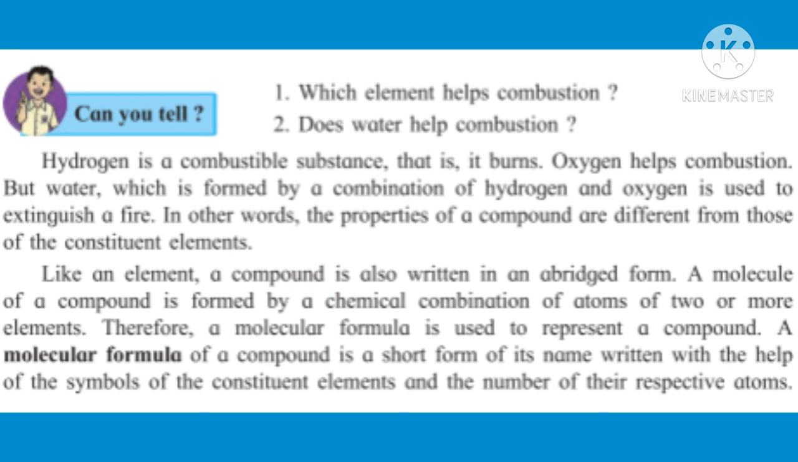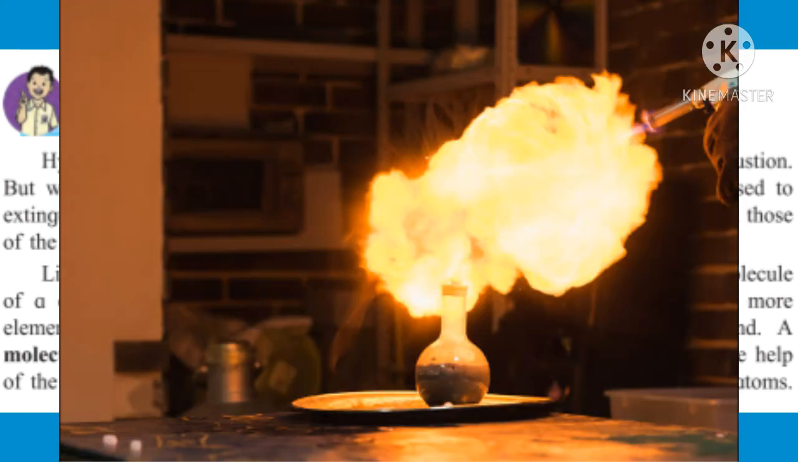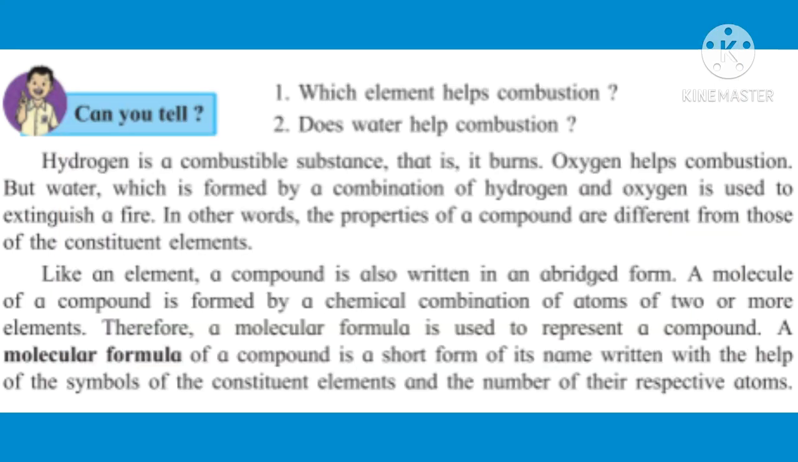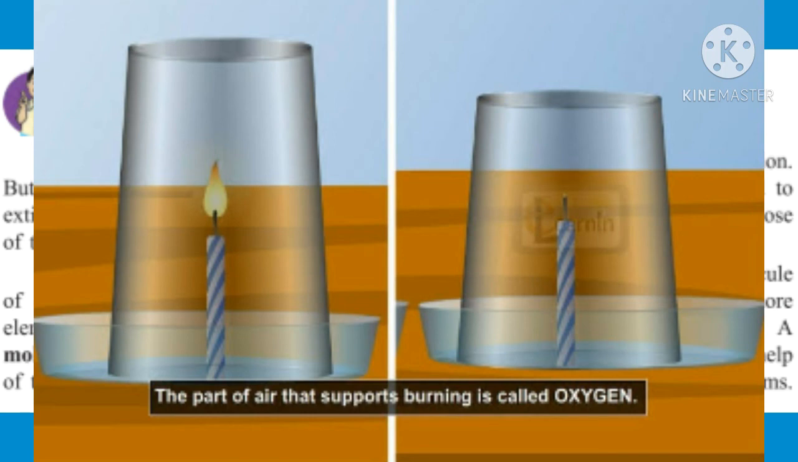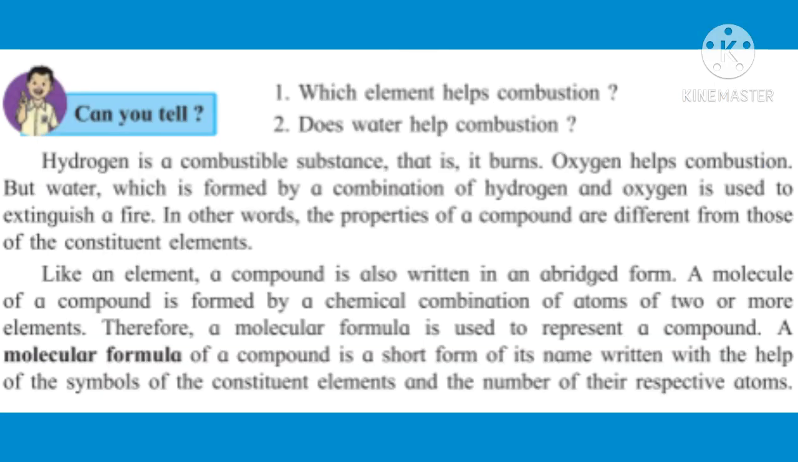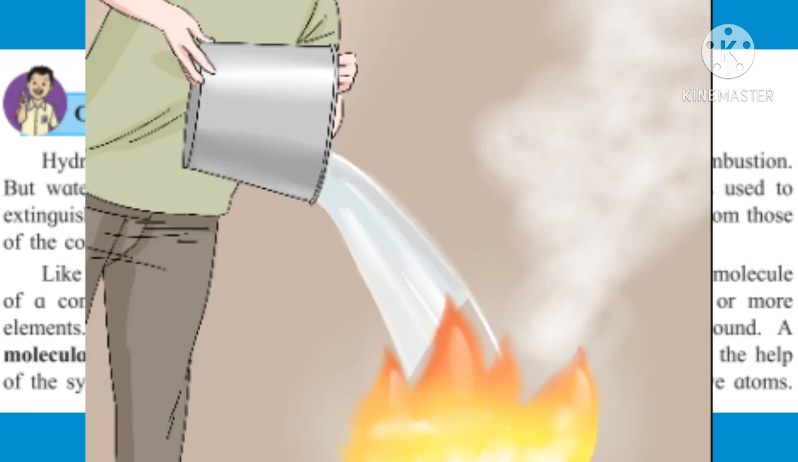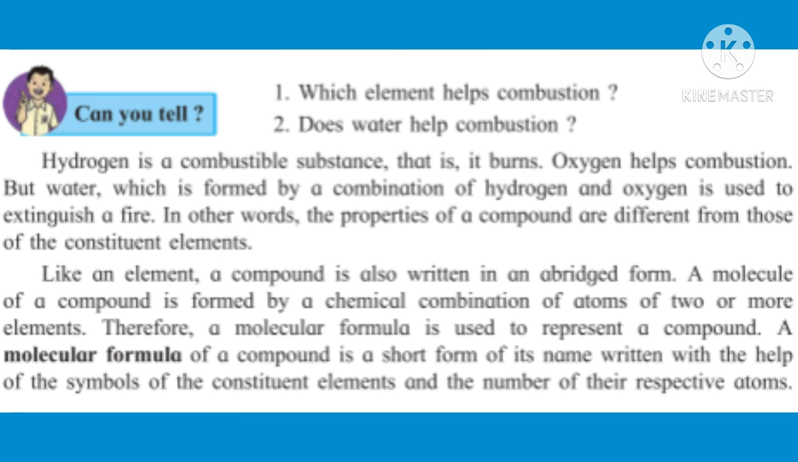Can you tell which element helps combustion? Combustion means burning. Oxygen. Yes, oxygen helps for burning. Next, does water help combustion? That is burning? No, water does not help for burning. Hydrogen is a combustible substance, means which can burn. Oxygen helps combustion, but water, which is formed by a combination of hydrogen and oxygen, is used to extinguish fire. In other words, the properties of a compound are different from those of the constituent elements.